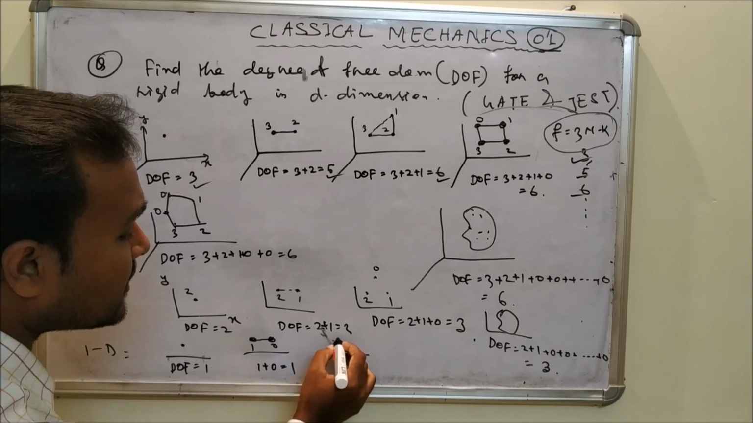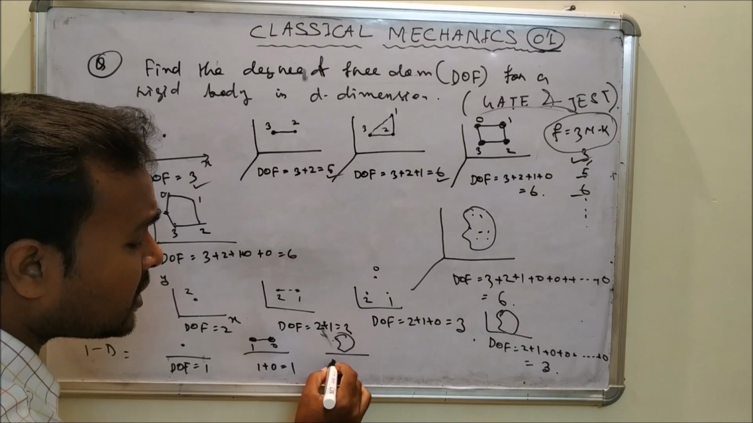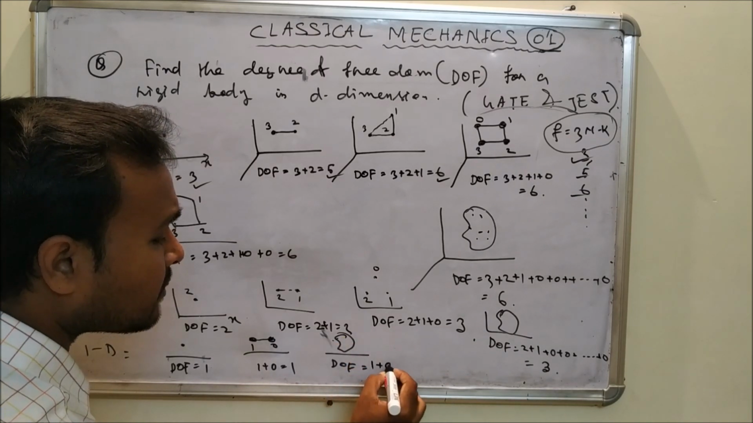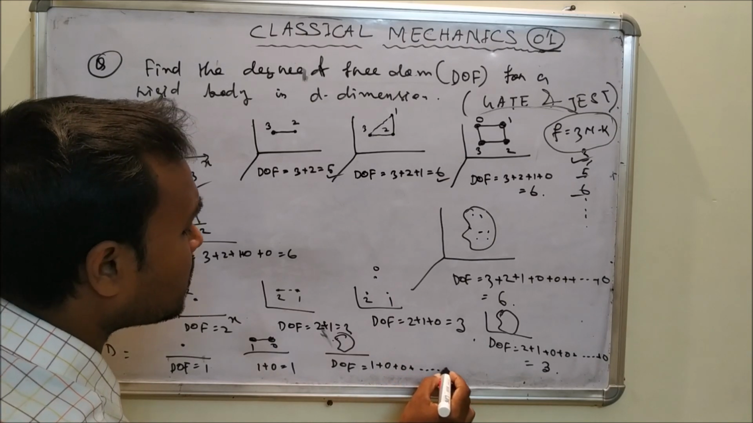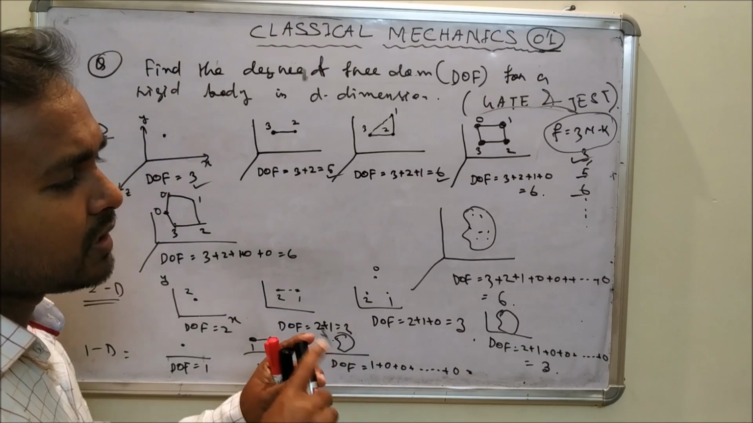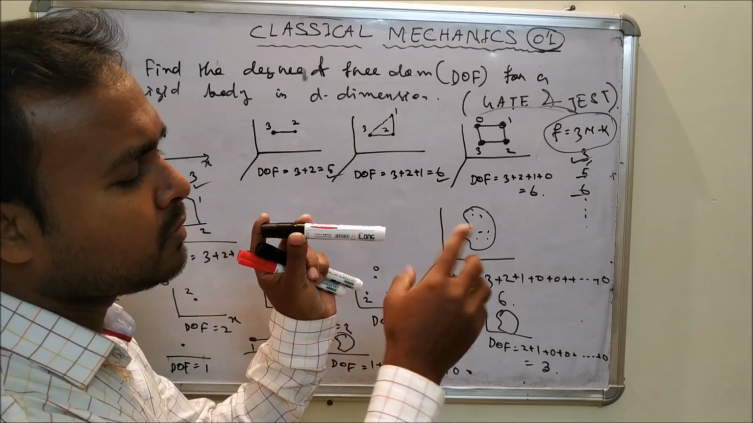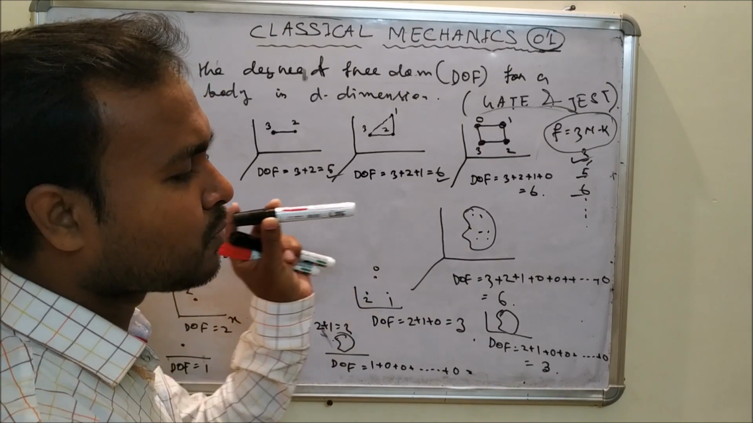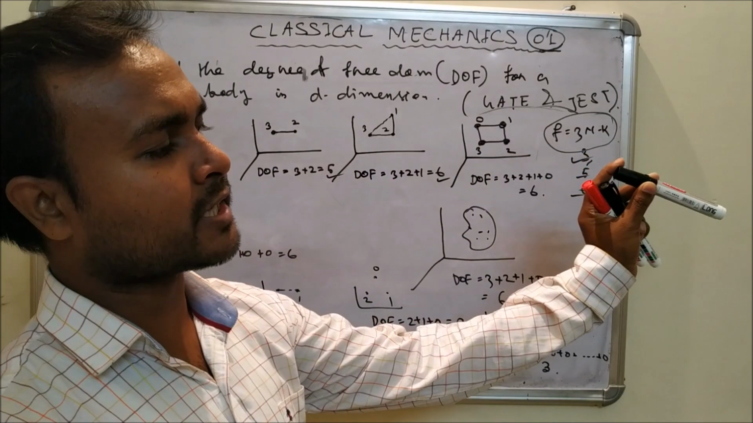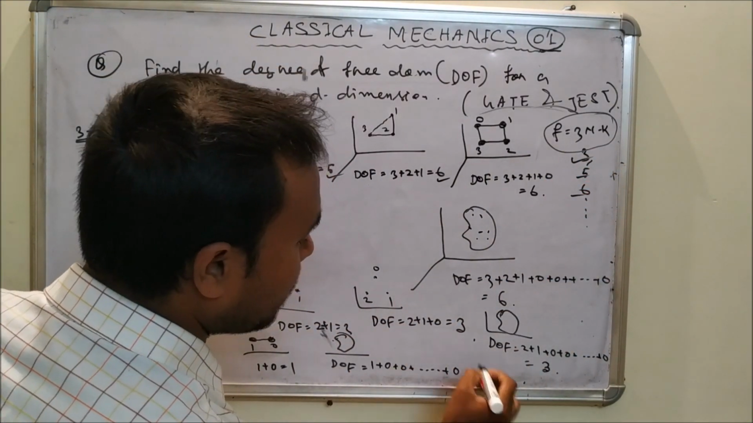And similarly, if I consider a rigid body in 1D, what will be the degree of freedom? For the first particle of the rigid body 1, for the second particle 0, plus 0, plus dot dot dot plus 0. That means you can say this rigid body is a massive body. Suppose this is that marker pen. How many particles will be there, we don't know. This body is restricted. If I say this body can move only in the x direction, what will be the degree of freedom? Only 1. That is why it is 1.